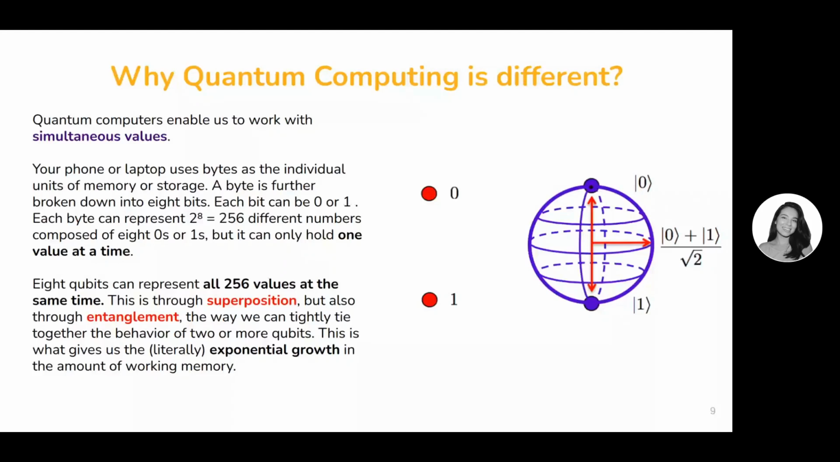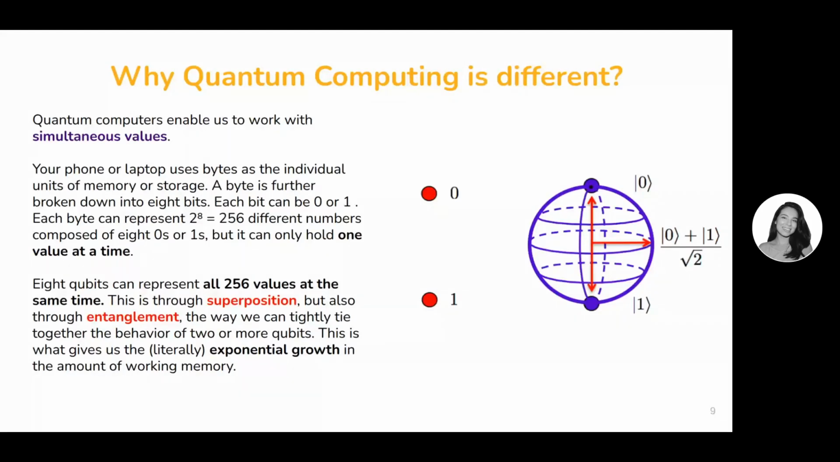We cannot have two values at the same time in the same system. However, qubits can encode all these 256 values at the same time. We just need a very, very limited number of qubits in order to encode the 256 values at the same time. What's the main phenomenon behind it? It is superposition, but also entanglement.